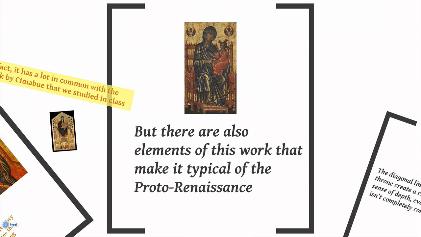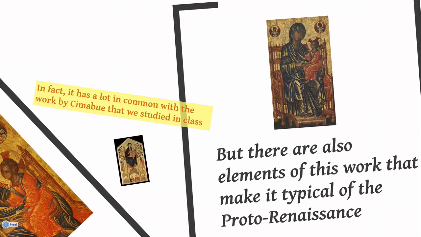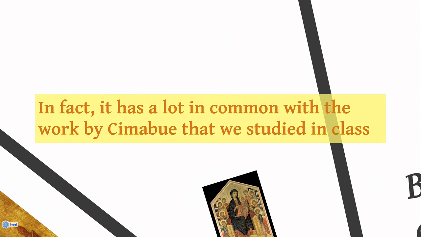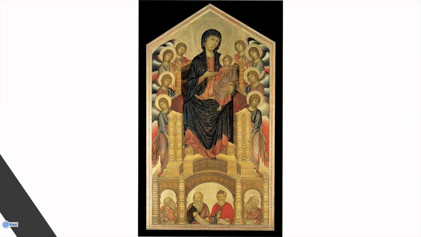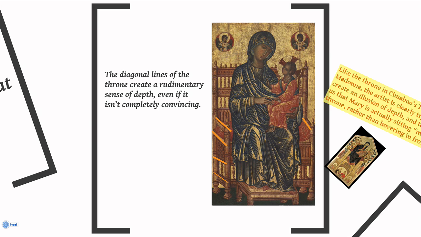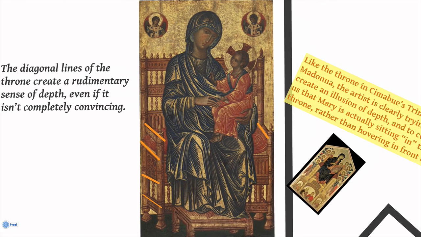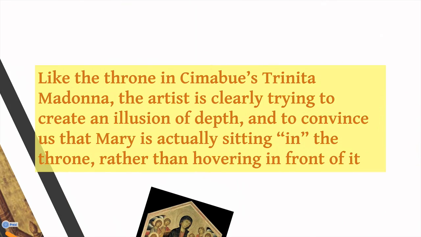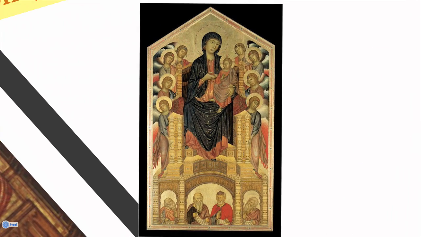But there are also elements of the work that make it typical of the new style of the Proto-Renaissance. In fact, it has a lot in common with the work by Cimabue that we studied in class. For example, the diagonal lines of the throne actually do create a rudimentary sense of depth, even if it isn't completely convincing. Like the throne in Cimabue's Trinity Madonna, the artist is clearly at least trying to create an illusion of depth and to convince us that Mary is actually sitting in the throne rather than hovering in front of it.